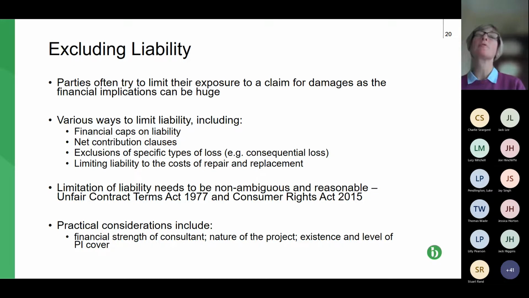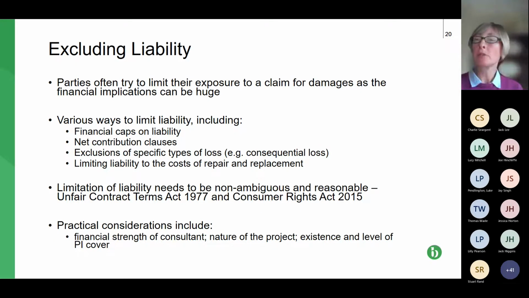You need to read your contracts carefully, because typically, if there is an exclusion of liability in those Z clauses or in the schedule of amendments under JCT, it's quite probable that it will be the paying party, the employer, the client, limiting its liability rather than voluntarily limiting the contractor's liability. So there are various ways, second bullet point, to limit liability.